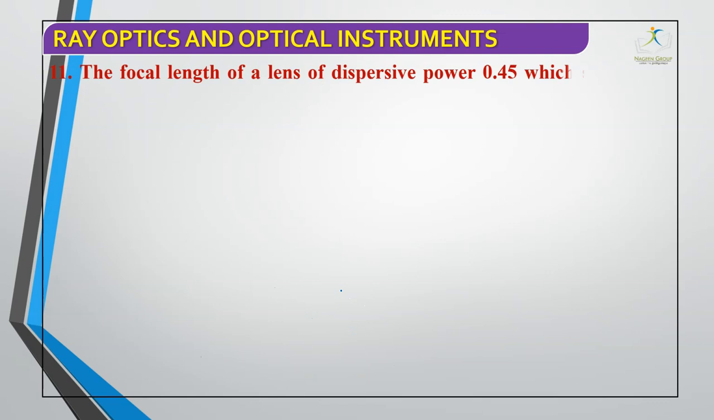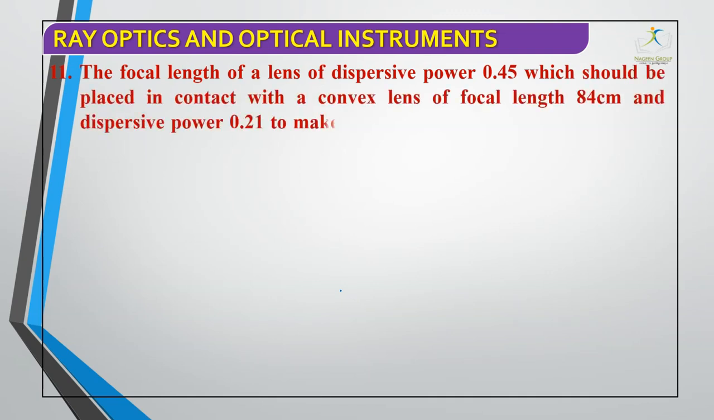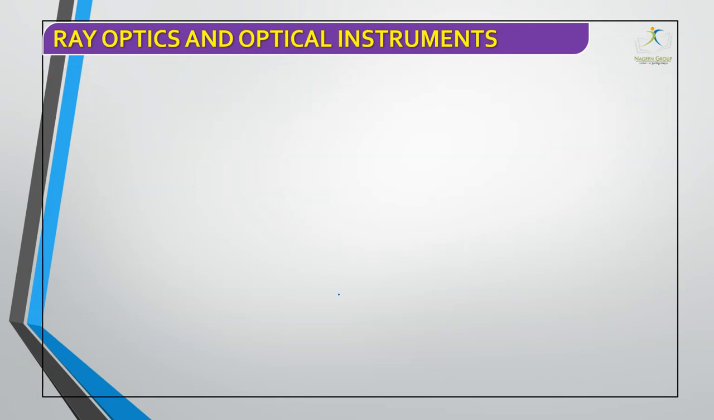Next question we have, the dispersive power of the lens is 0.45, which should be placed in contact with a convex lens of focal length 84 centimeter and dispersive power 0.21 to make an achromatic combination. The focal length of the first lens in centimeter is 45 centimeter, 90 centimeter, 180 or minus 180. Now move with the solution part.